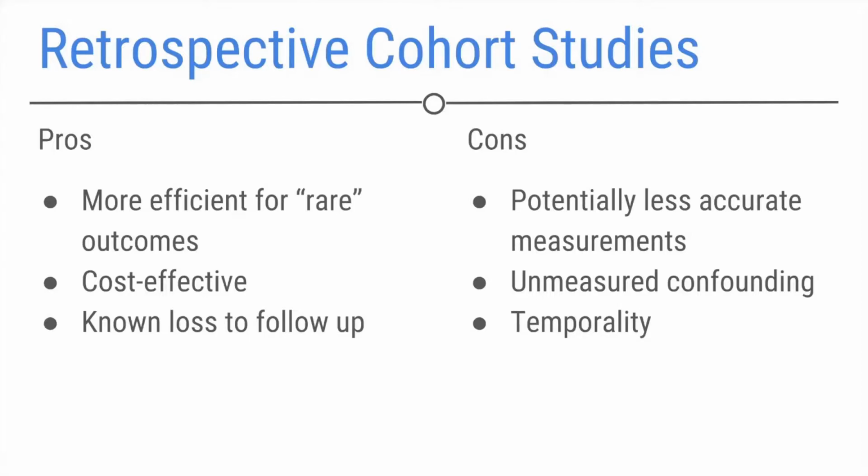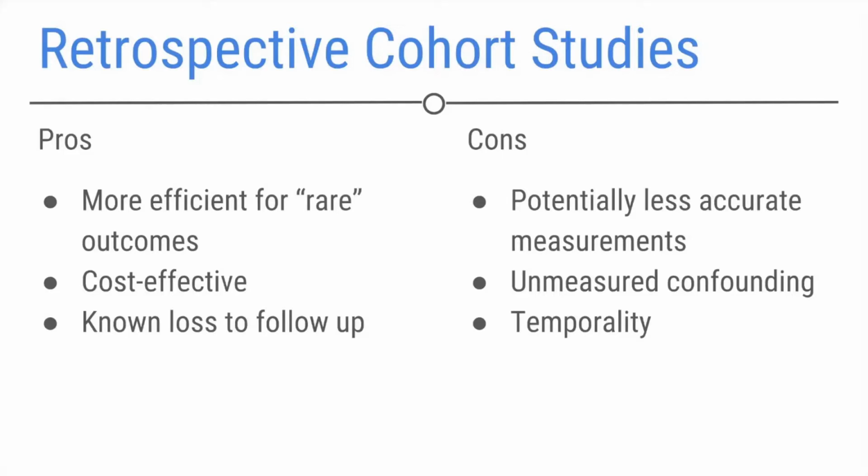Additionally, since the cohort is established retrospectively, while we may have lost a follow-up, we know exactly how big this problem will be prior to conducting the study. These pros sound great, but there are also many ways biases can emerge in retrospective studies.